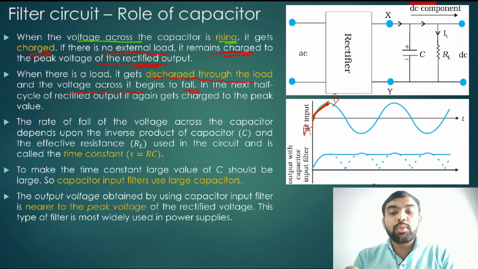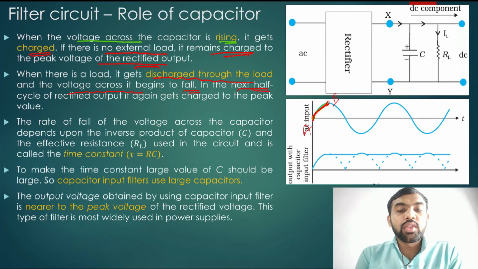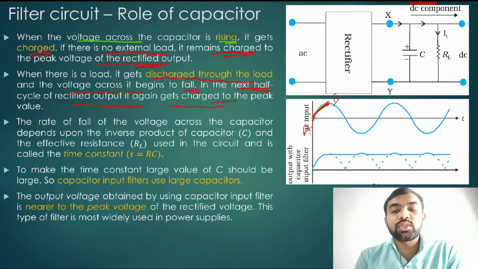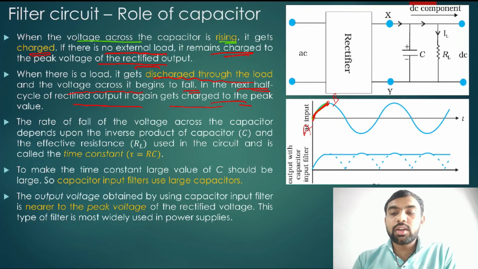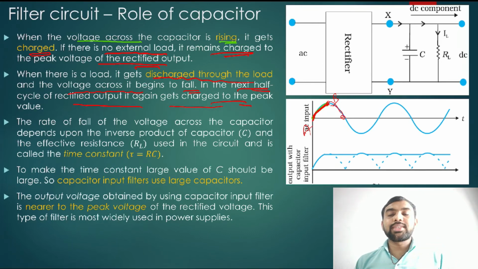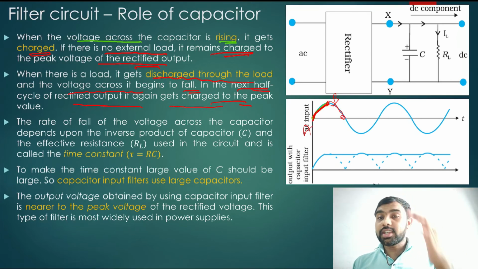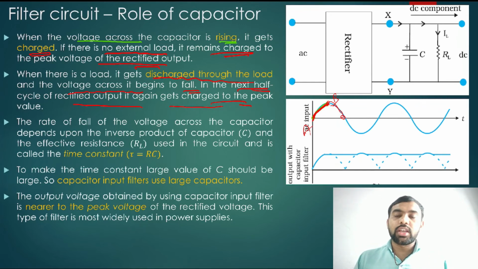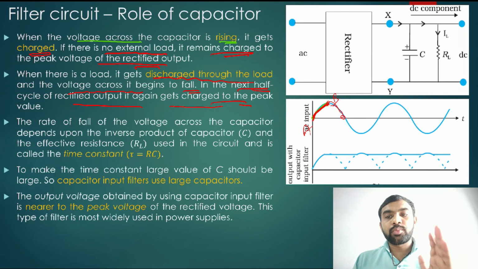At that time what happens, in the next half cycle the rectified output again gets charged to the peak value. मतलब पहले वो charge हुआ फिर वो discharge हुआ. पहली साइकिल में चार्ज हुआ, और when the voltage decreases, at that time the capacitor is discharged. We discussed in detail how the capacitor charges and discharges in our chapter on alternating current. At that time we understood it. Right now you just remember it.